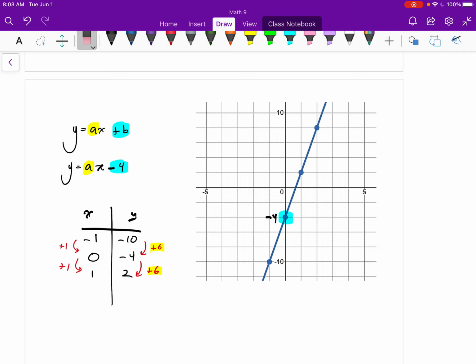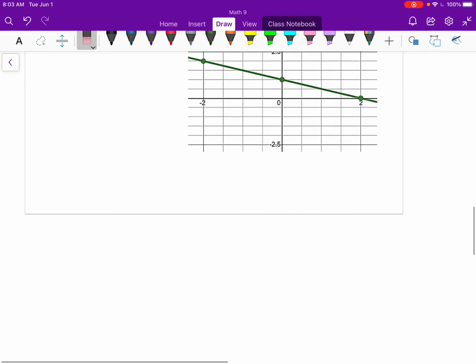And so that's my slope. That's my a value, whatever you want to call it. And there's my equation: 6x minus 4. And so before we get to the last one, again, you don't really need this step here, but it's not long, and it does kind of show this connection quite nicely. Last one.